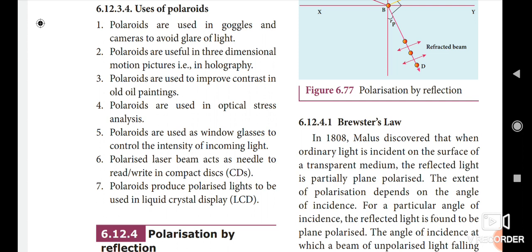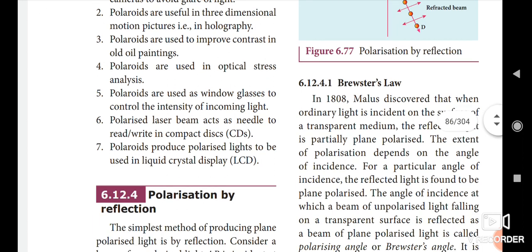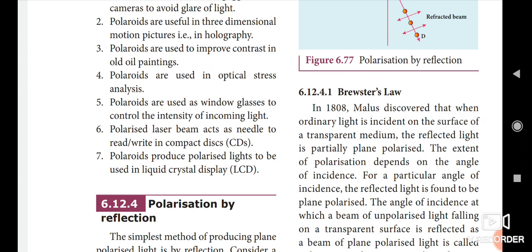Okay, so in those cases they use Polaroids as window glasses to control the intensity of incoming light, incoming sunlight. Then the sixth point: a polarized laser beam acts as a needle to read or write in the compact disc, that is the CD marker. They use that polarized laser beam. It acts as a needle to read and write in a compact disc.